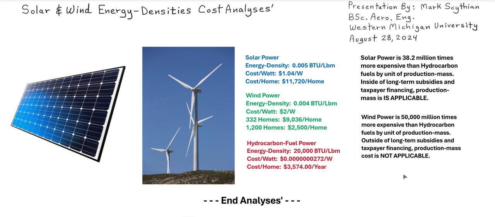So the big controversy with wind power is how many houses you rate a commercial wind turbine unit to. If they're doing just a 332, then we have $9,000 per home. And if we go to the base value, 1,200 homes, where we exclude the infrastructural costs, then $2,500 a home.